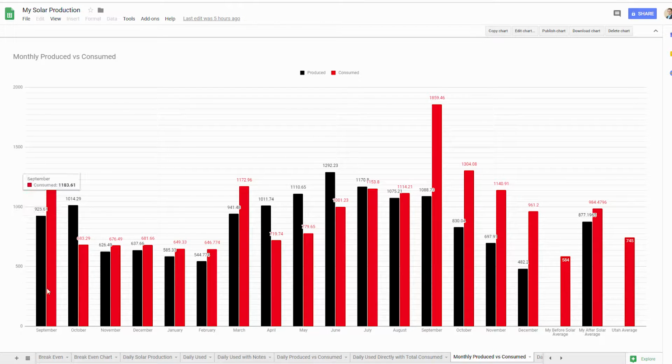versus consumed. The black is what was produced that month, and the red is what was consumed. In September, we consumed more. In October, we produced more. And then November, December, January, February, and March, we were all consuming more than we were producing. But you can see the production was at least rising in March to try to match it, but still not quite. But then it switched in April. And you can see that we were producing excessively more than we were consuming, and that was creating a nice healthy balance in our net metering account.